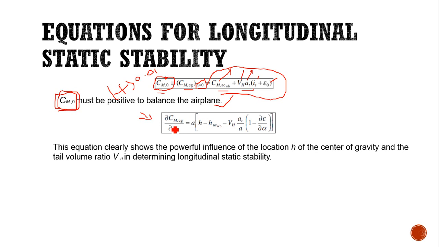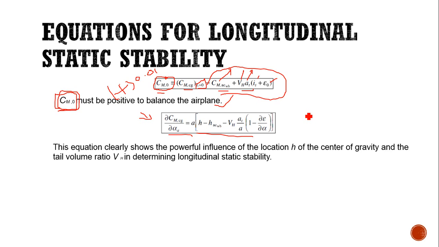The next is the dou CmCg by dou alpha value. Same thing here also: you need to find the value for this, and with the answer you need to conclude whether the aircraft is statically stable or not.